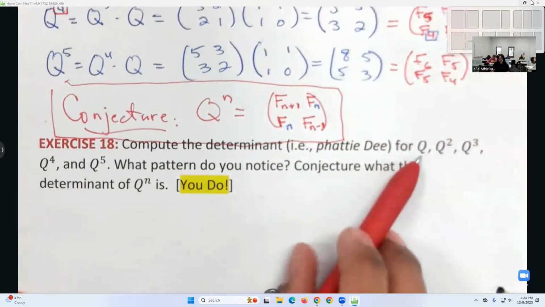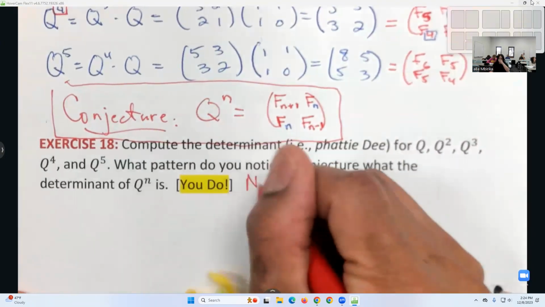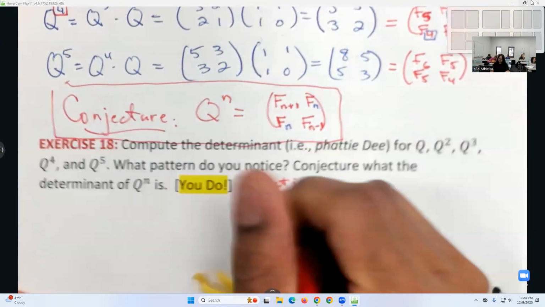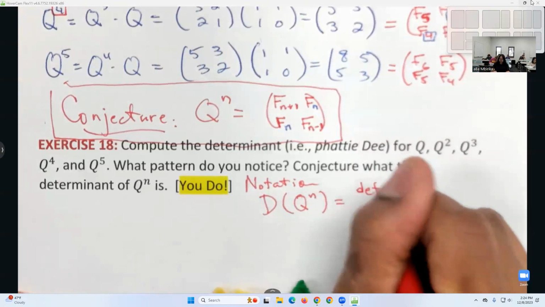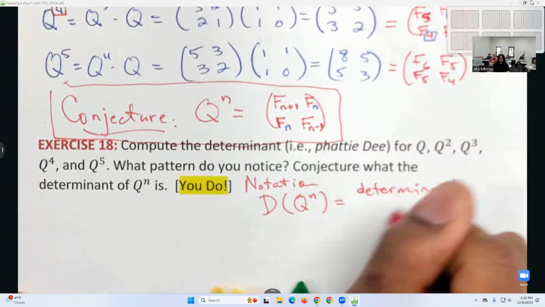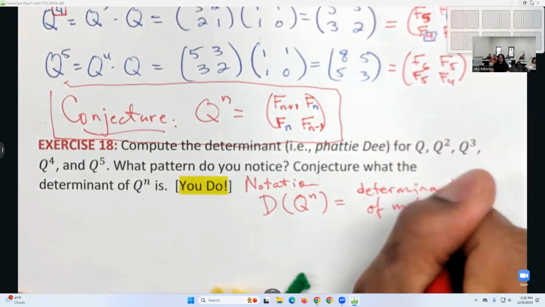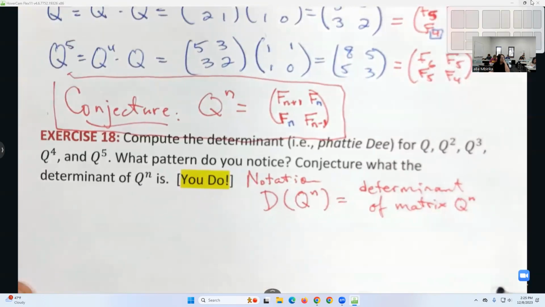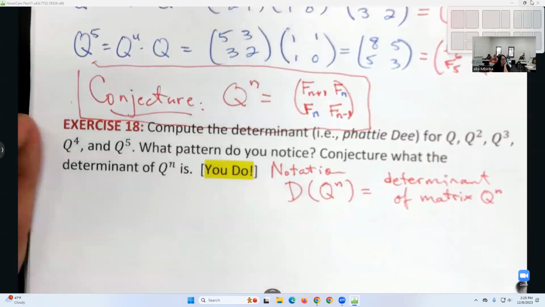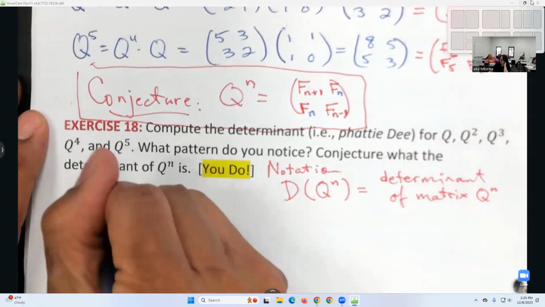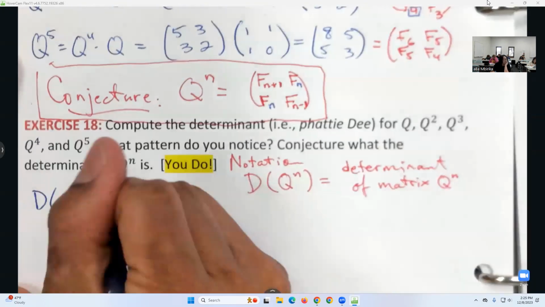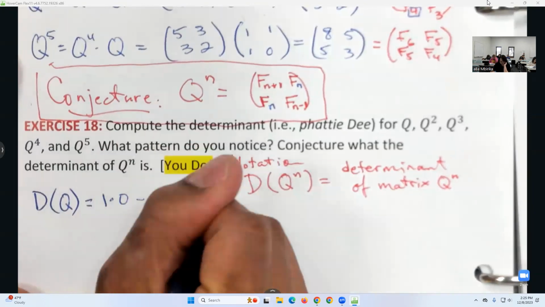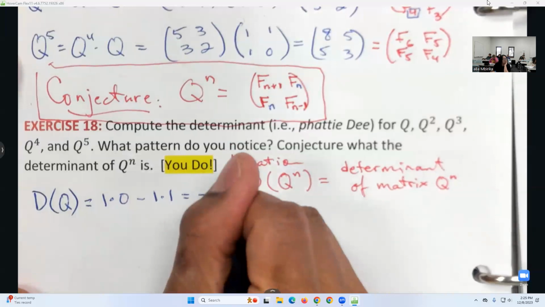Okay. Q, what is the determinant? Let's establish some notation so that we don't have to write everything out: d(Q^n) is the determinant, or fatty D, of the matrix Q to the n. Okay, so let's do the determinant of the first matrix. Fatty D of Q. Well, what is Q? This is the matrix, so 1 times 0 minus 1 times 1. That's 0 minus 1, so that's -1.